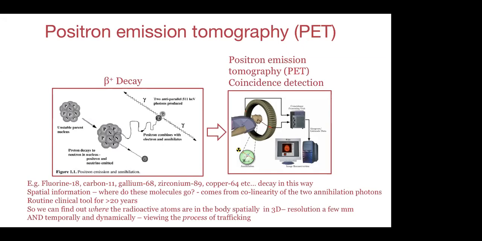All of these decay by positron emission, and they provide spatial information about where the molecules containing them go after they've been administered, and that spatial information comes from the collinearity of the two annihilation photons. PET has been a routine clinical tool now for between 20 and 30 years. And in summary, it tells us where the radioactive atoms are in the body, both spatially in 3 dimensions with a resolution of a few millimeters, and temporally and dynamically, so we can view the process of trafficking rather than just the end result.